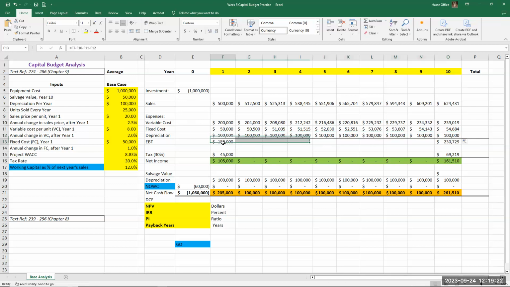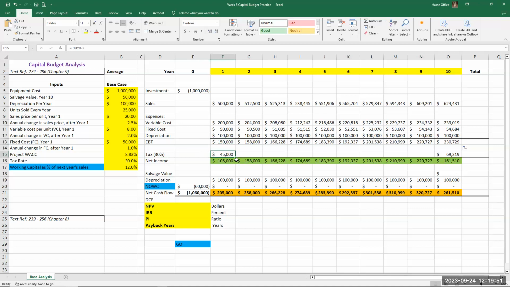Then I take, as we began last week, my earnings before taxes, which is sales minus the three expenses, which in year one was 150,000. Now I'm going to slide that all the way across to year 10, and there's my earnings before taxes. Then I'm going to take 45,000, or 30% of that number, to get the taxes that I'm paying on that earnings before taxes.